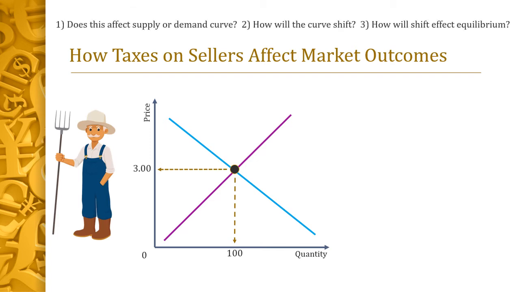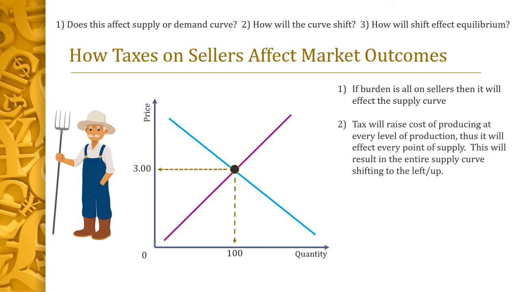But there are three questions that we need to ask. We need to know if this tax is going to affect the supply or demand and how it will affect the shift. And then at the end, how does that shift affect the equilibrium? Now, the truth is that we know this one is going to affect the seller because we've already said we're going to place it on the seller. So how does this affect basically the curve?